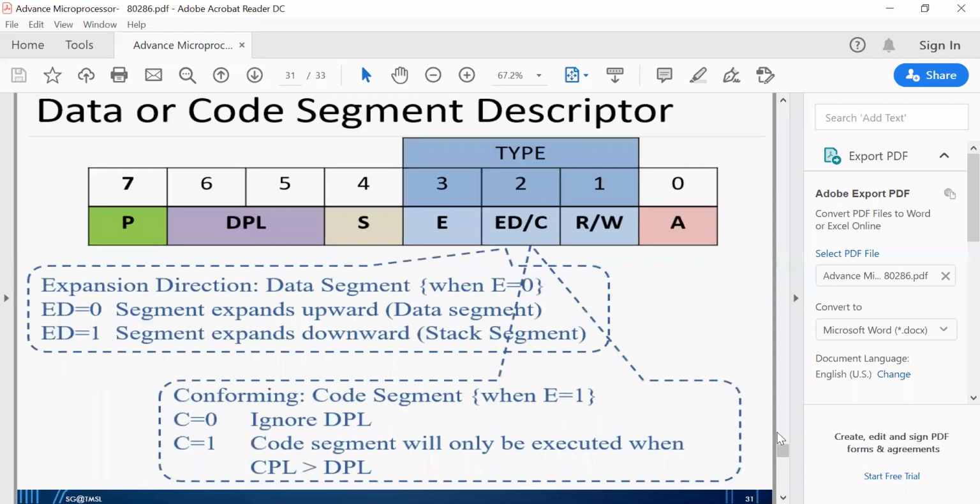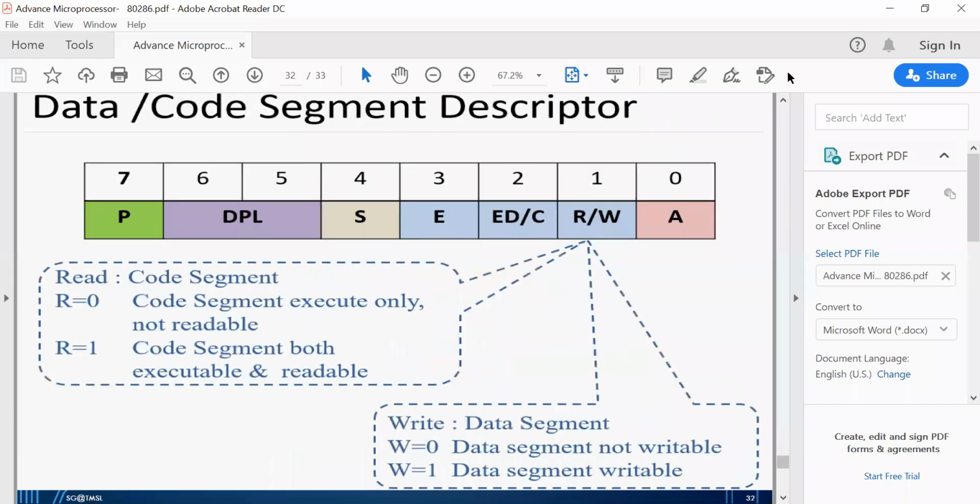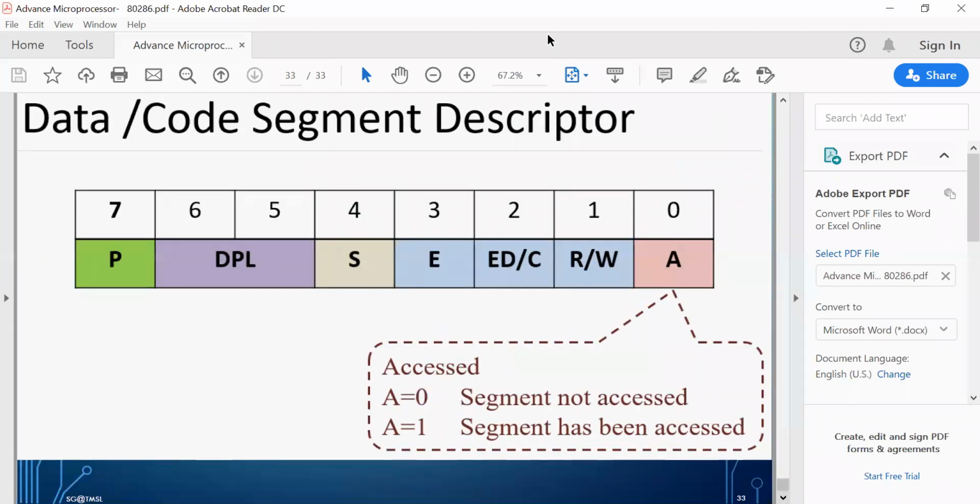So that's all for today, and that's all for the 80286 microprocessor. Next week I will discuss the 80486 microprocessor. I will give you the notes of this 80286 microprocessor, which will be uploaded in Google Classroom. You must go through it.